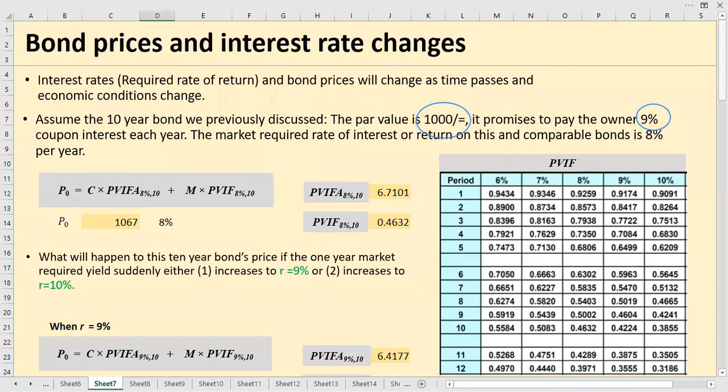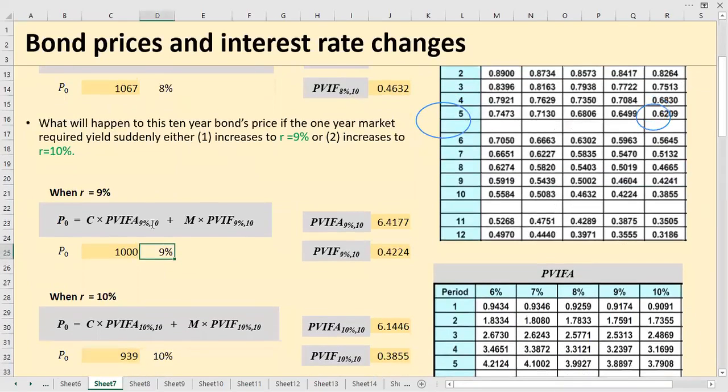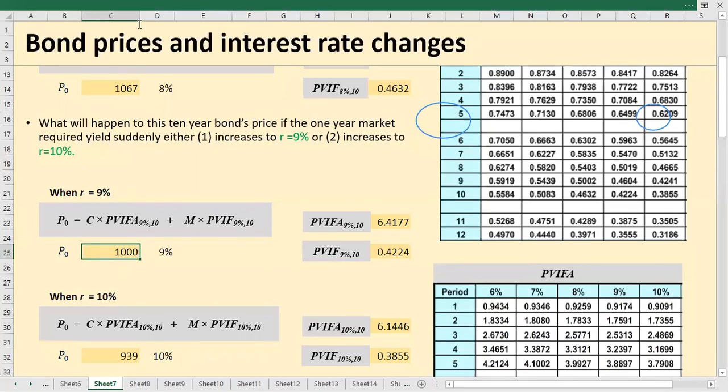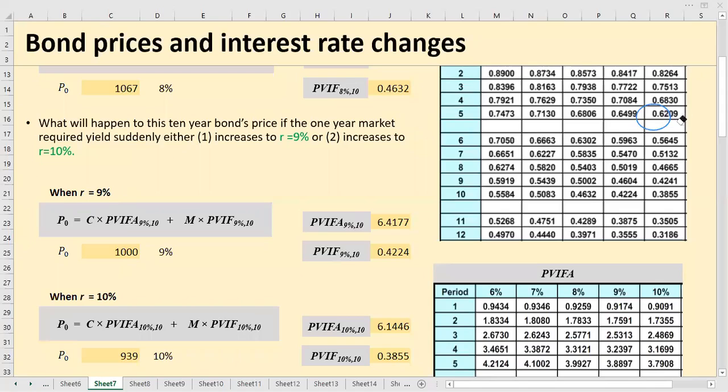Now if you look clearly here, the required rate of return is equal to 9 and the coupon rate is equal to 9, and at that moment you are getting 1000 rupees as the price. That means when the required rate of return is equal to the coupon rate, the price of the bond is going to be equal to the face value of the bond. So that is another relationship that you can find out of this calculation.